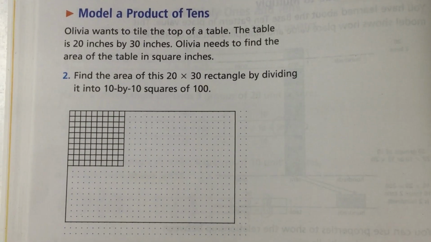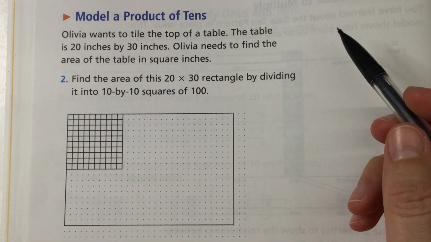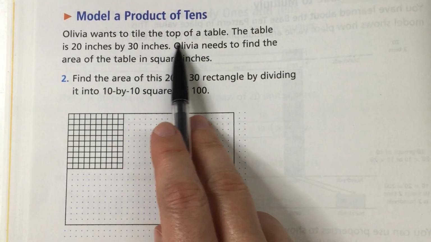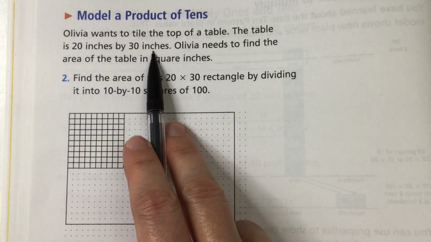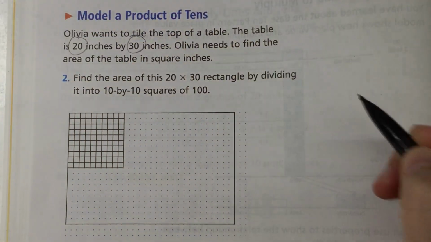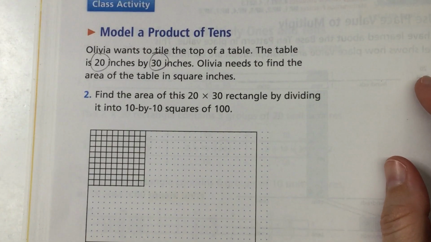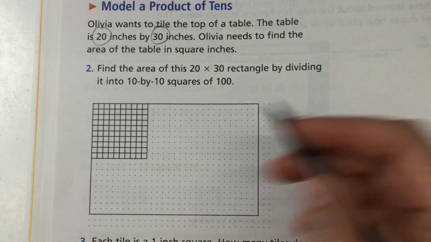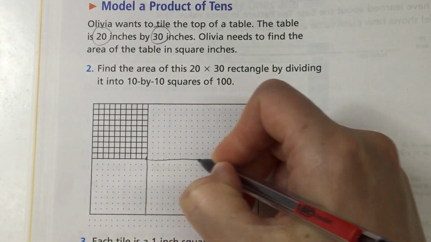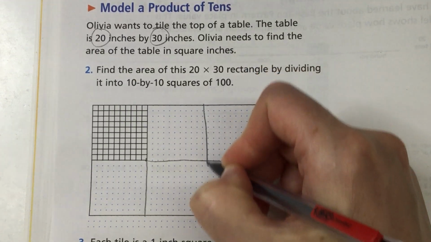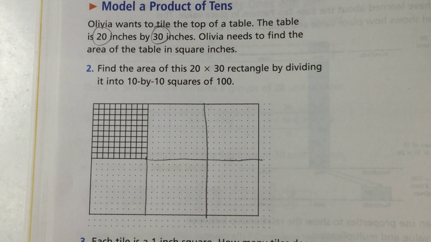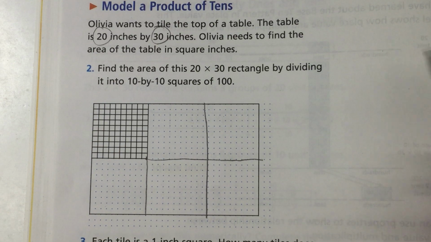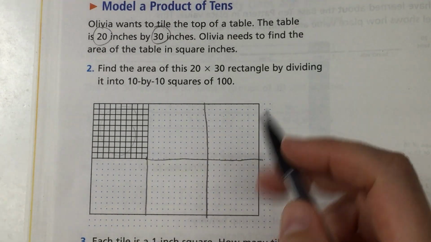Okay, here we are on the next page, page 48. Model a product of tens. Olivia wants to tile the top of a table. The table is 20 inches by 30 inches. Olivia needs to find the area of the table in square inches. Find the area of this 20 by 30 rectangle by dividing it into 10 by 10 squares of 100. You could spend a lot of time doing that. You could also simply, I think this is actually what they're saying, just divide it into hundreds. It doesn't have to be perfect, it just needs to be visually easy for you to see.